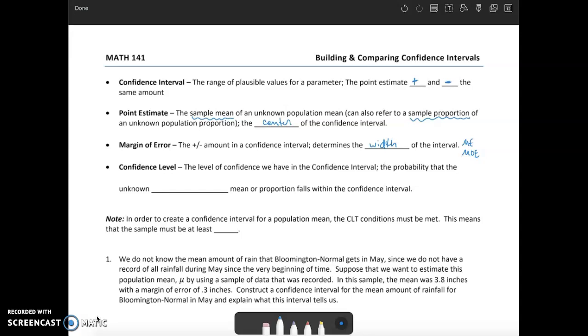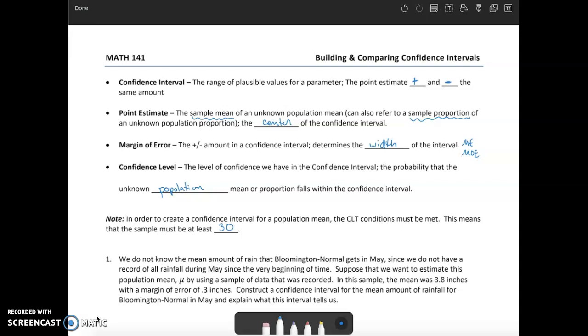And then we have what's called the confidence level. This is the level of confidence you have in the confidence interval that you've created. It is the probability that the unknown population mean or proportion falls within the confidence interval. And a special note here is in order to create a confidence interval for a population mean, the CLT conditions must be met. So this means that the sample must be at least 30.